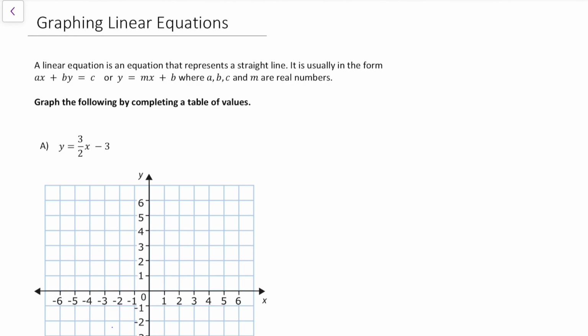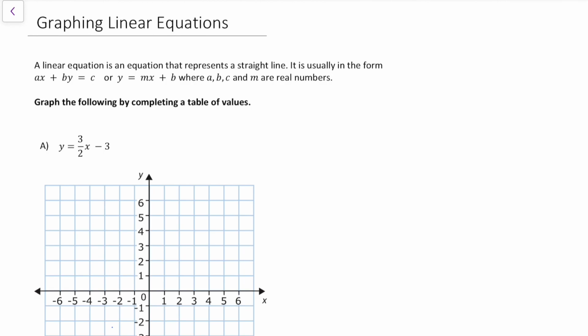In this video, we are going to be looking at graphing linear equations. So a linear equation basically just means that it's a straight line. That's what linear means, that it's an equation of a straight line. And you find two common ways that these are written.